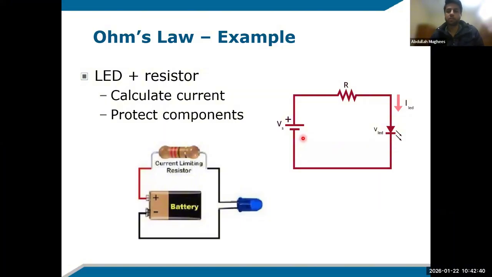So if everything is connected to each other, there must be current flowing through this circuit. If the current is flowing, that means the charges are moving from one point to another point. So if we think about it, where were the charges in the first place? Of course, they were in the battery. So the charges are moving from the battery to this LED and light waves are coming out. So this is a basic example of how we are using Ohm's law to drive a simple LED circuit.